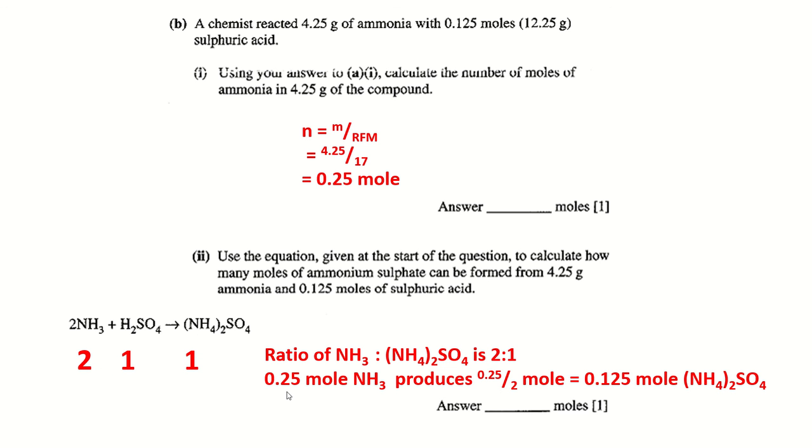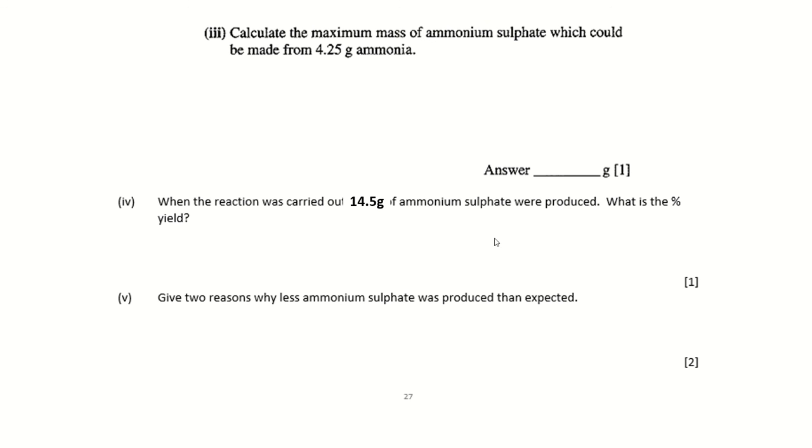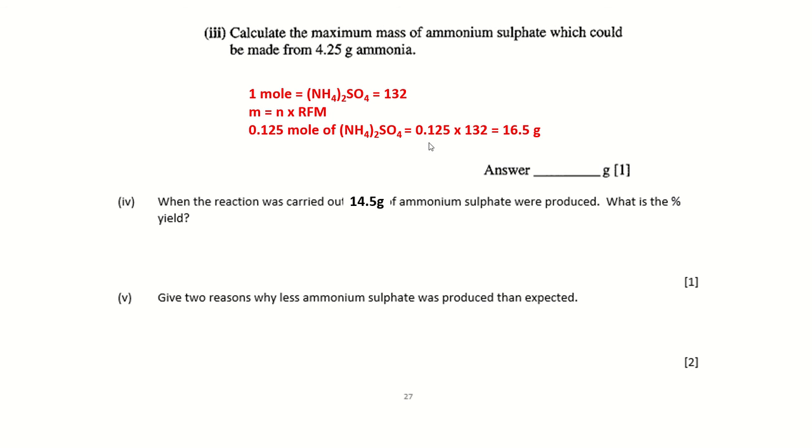So that means if we've 0.25 mole of ammonia, for every 2 of those, we only make 1 of these. So you divide this by 2, 0.25 over 2, 0.125 mole of ammonium sulfate. And then to turn that into the mass, we know that 1 mole of ammonium sulfate was 132, we'd worked that one out. So multiply the number of moles, 0.125 by 132, and that should be 16.5 grams.